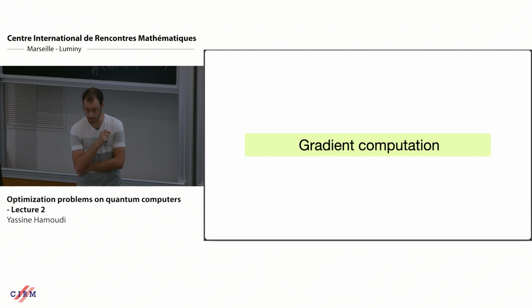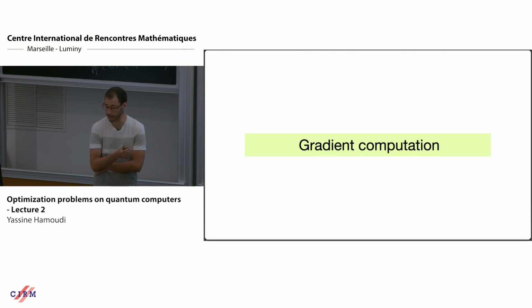So let's move to the next part, which is going to be something completely different. It's no longer about the Grover algorithm, it's about a different kind of technique based on the quantum Fourier transform. We'll see how the QFT can help you speed up some optimization tasks.